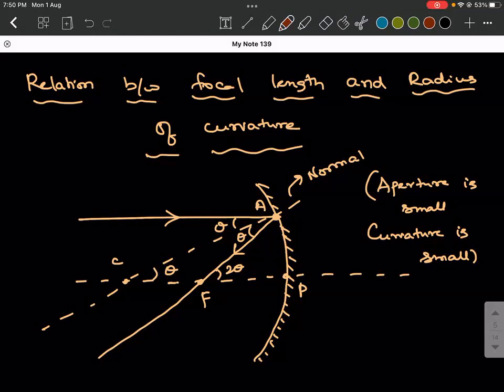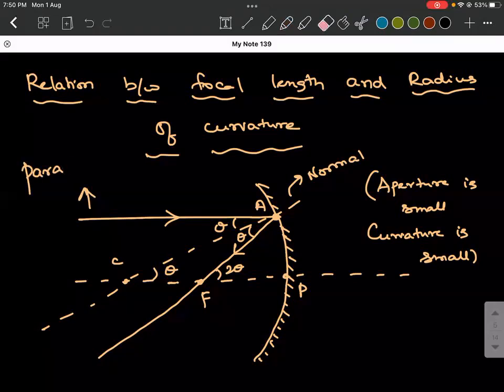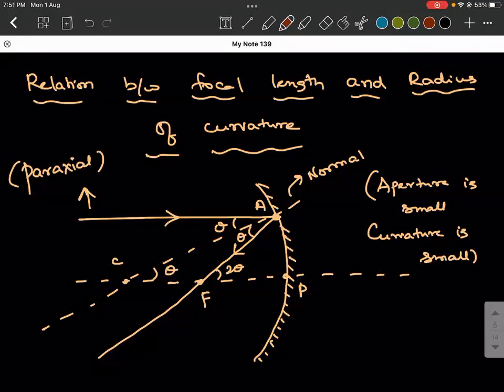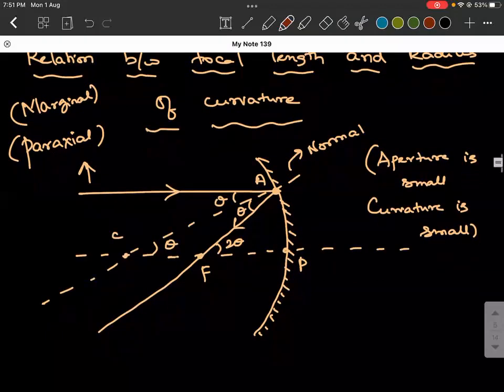So remember, listen to this carefully. If there is a ray closer to the principal axis, you call that a paraxial ray. If a ray is closer to the principal axis, you call it a paraxial ray. And if the ray is far away from the principal axis, you call it a marginal ray. Is that point clear? Am I clear, guys? Those who are online, are you able to understand?